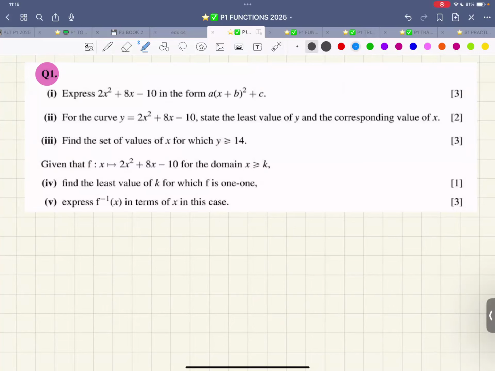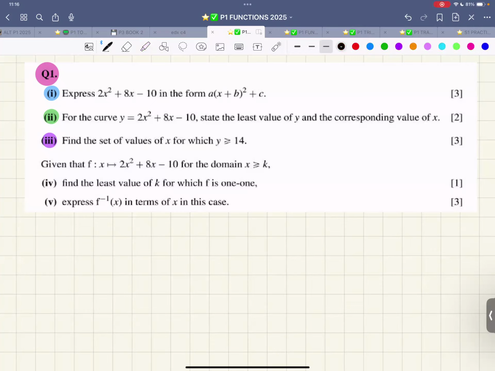Now the first thing is to express this in this form. The second thing is, for the curve, state the least value and the corresponding value. The third one is to find the set of values for which y is greater than or equal to 14. Now, these 3 parts are related to quadratics.